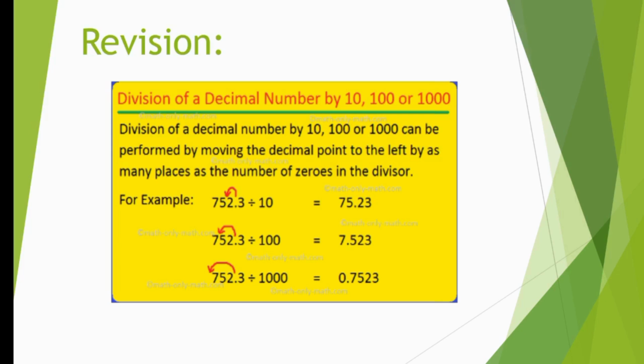Similarly, in the second example, 752.3 divided by 100, as there are two zeros, we will move to the left side two digits, 7.523. 752.3 divided by 1000 is equal to 0.7523. We move three digits to the left side because there are three zeros.